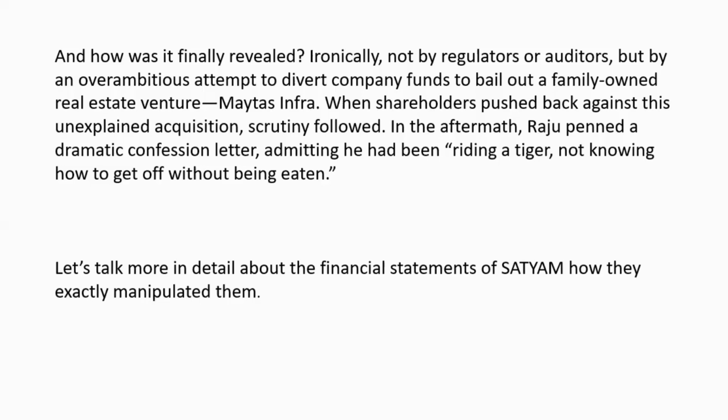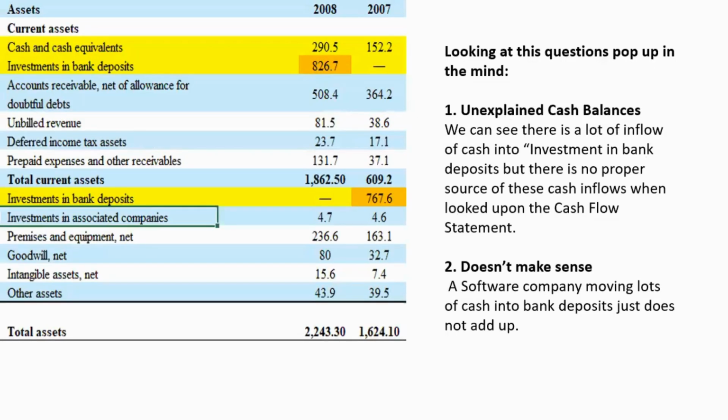But the shareholders of the company rejected the acquisition of Mehta's Infra because the CEO was about to use shareholder funds in acquiring this company. And soon after, the CEO confessed that he had been riding a tiger, not knowing how to get off without being eaten. Let's look at the financial statements and see what really went wrong and how it happened. I found this on the US SEC site. You can have a look too.